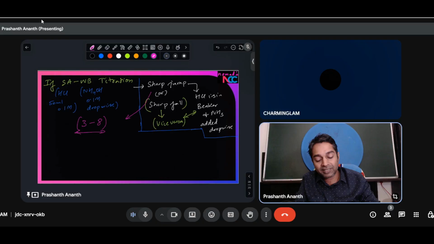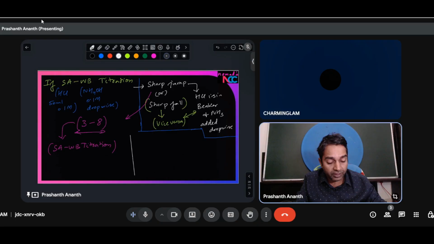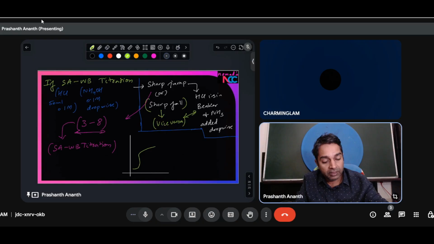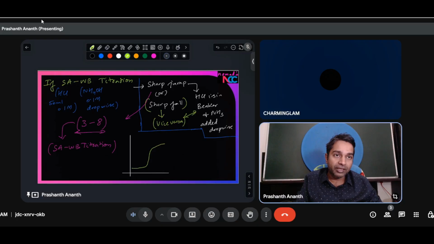So for strong acid, weak base titration, what do I mean by this? If I am drawing a graph, how will that graph look? So if I am plotting a graph like this, alright, I will now have in this particular case also something like this happening. It's a very badly drawn graph, but yeah. So I'll have something like this happening in this case also.